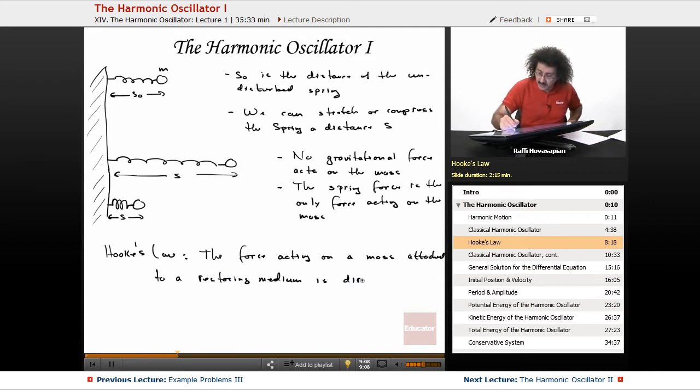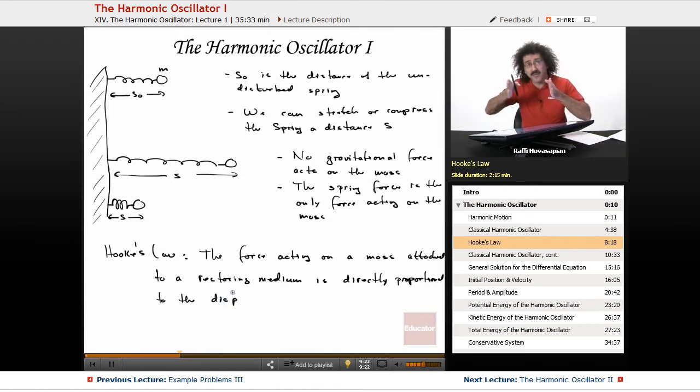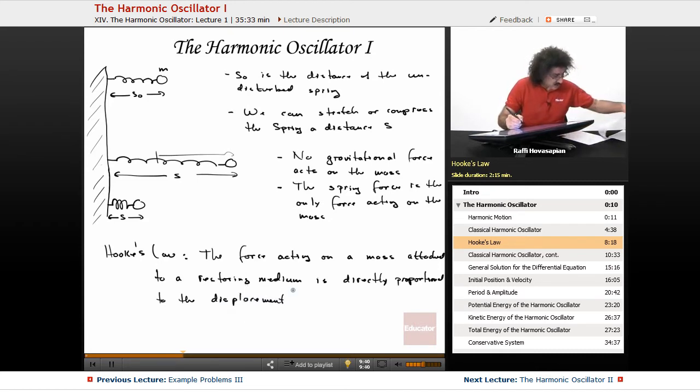So the force acting on a mass attached to a restoring medium is directly proportional to the displacement. And the displacement is the extent to which I actually pulled it away from its equilibrium position. So from here to here, that's the displacement right there. That's the displacement from its equilibrium position. It's the s minus the s0. It's directly proportional to the displacement. So that is Hooke's law.